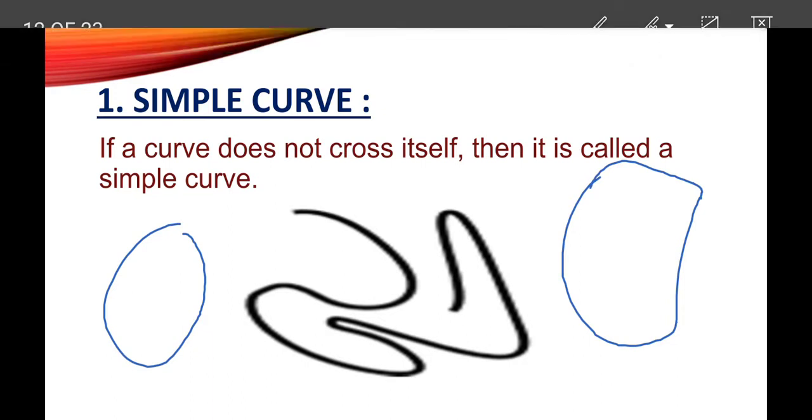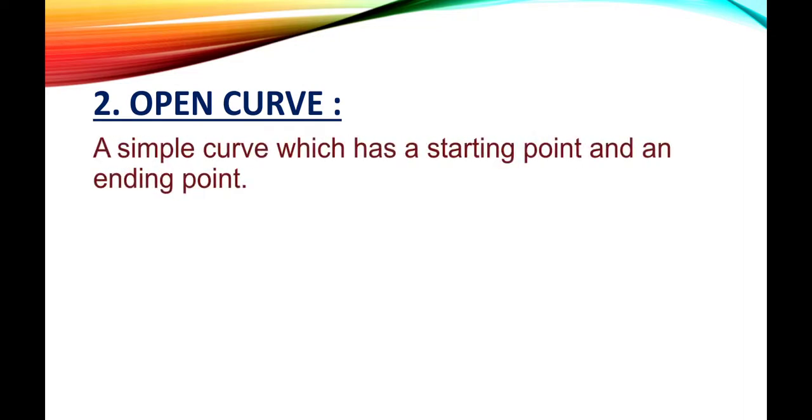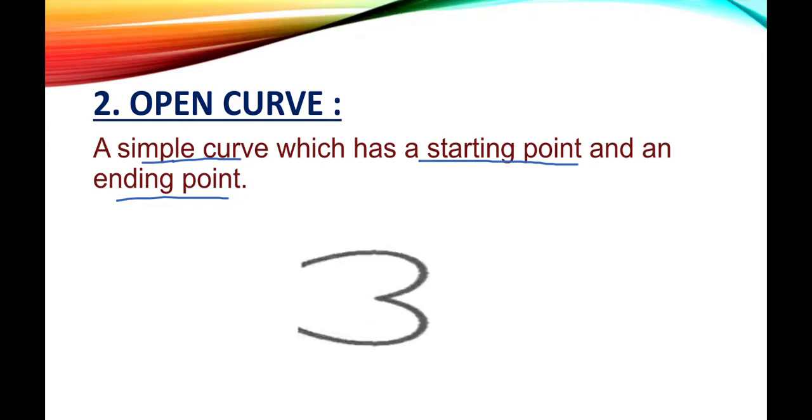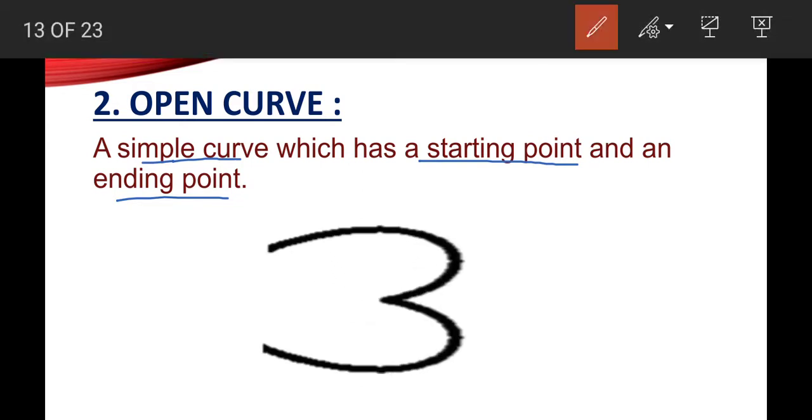Now come to open curve. Second one is open curve. It is a simple curve which has a starting point and an ending point. Look at this one. Suppose I start from here, it is the starting point and it ends here. So it is an open curve.